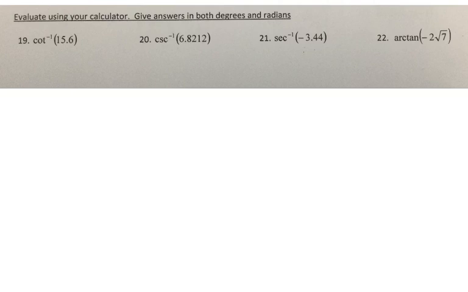It tells me to evaluate using my calculator. It wants us to give the answer in both degrees and in radians. So here's the first one. Inverse cotangent of 15.6. So here's what I'm going to ask you first. Please be thinking. This value here, is this in degrees or radians?